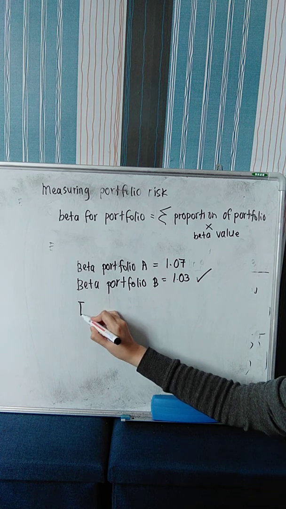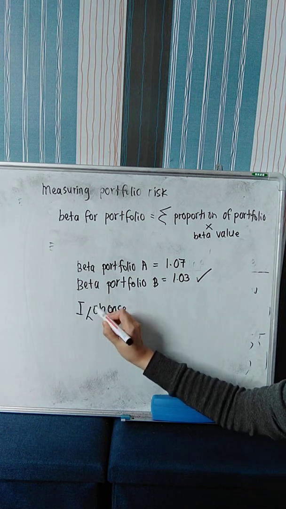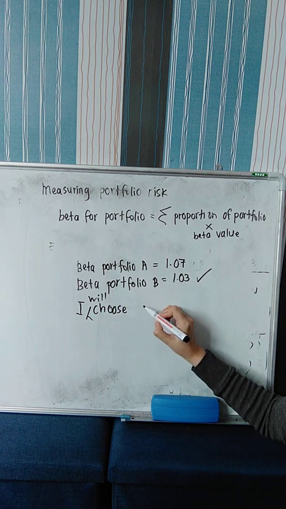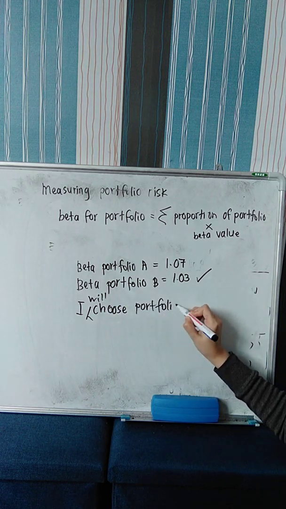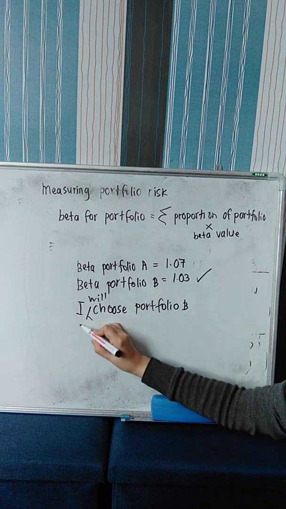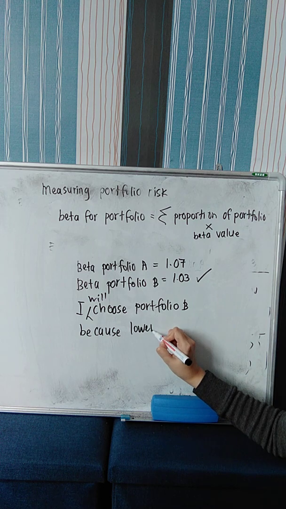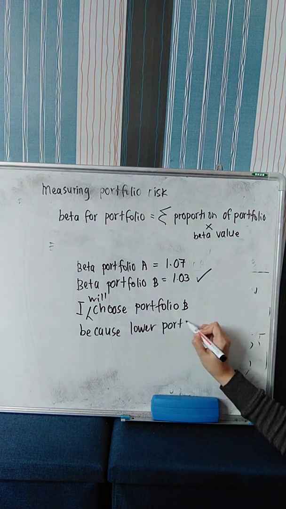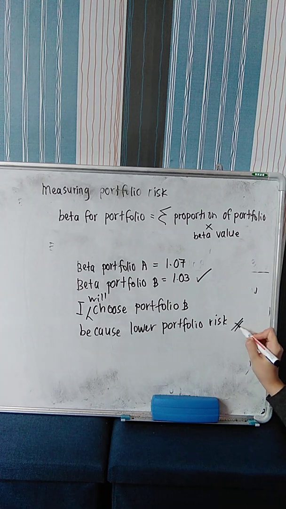Okay, so I will choose portfolio B. Why? Because lower portfolio risk. Okay.